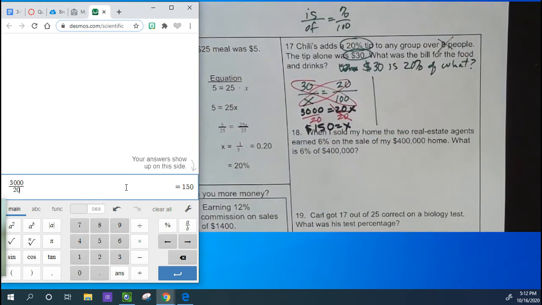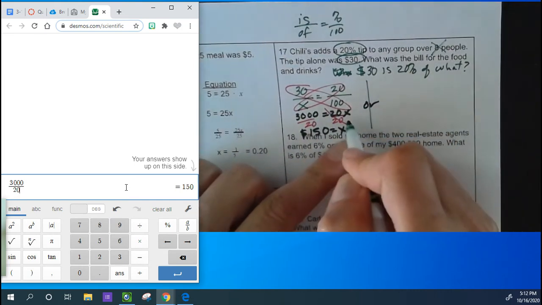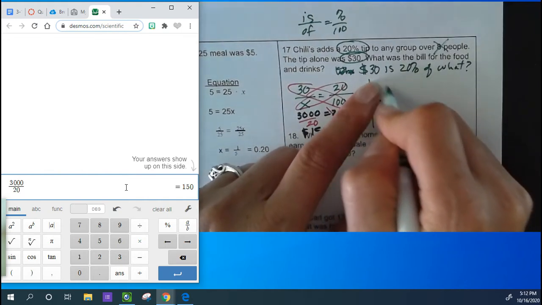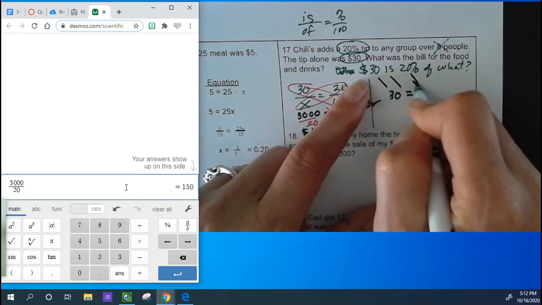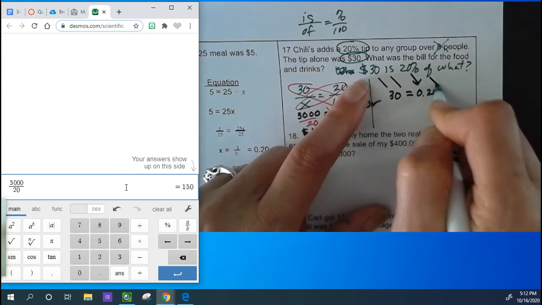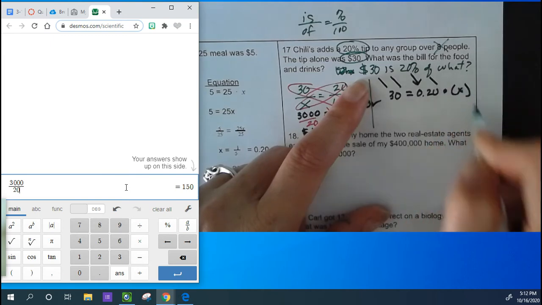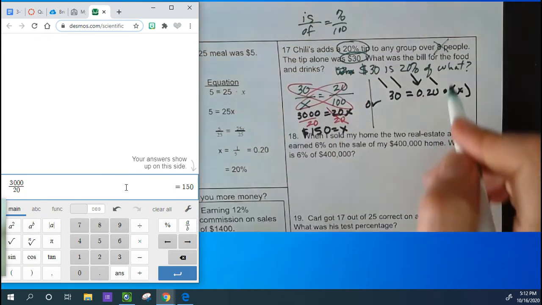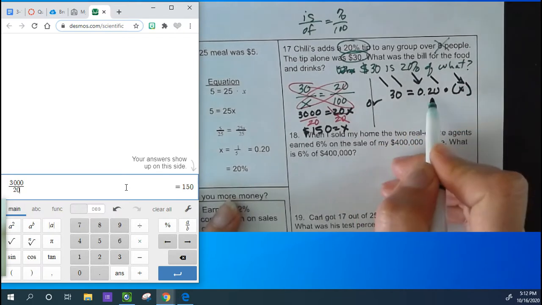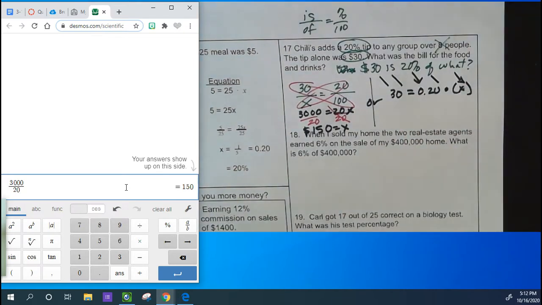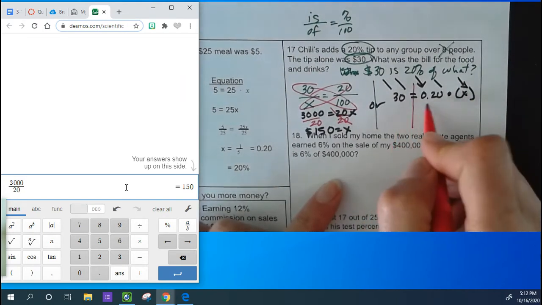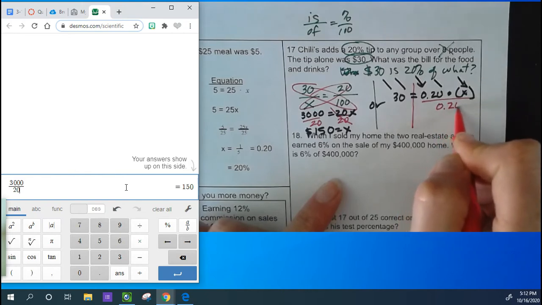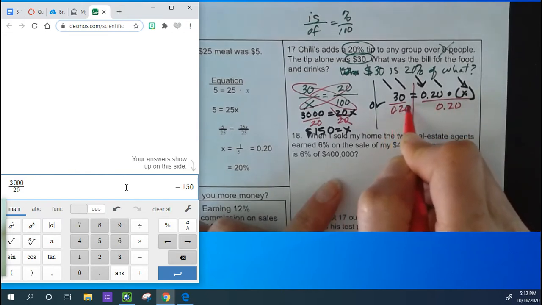Okay, the next question, the same question done the equation way. So this was showing it through a proportion. For an equation, we would go word for word. 30 is 20 hundredths of what? Word for word going across. Remember that percents need to be made into a decimal. Here, when they're on opposite sides, we divide. So we're working backwards to figure out what the whole would have to be.